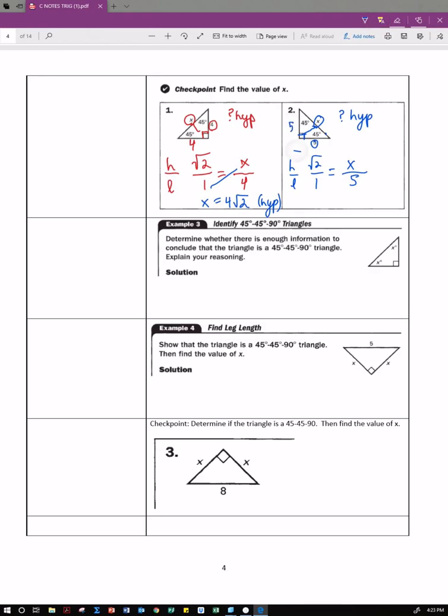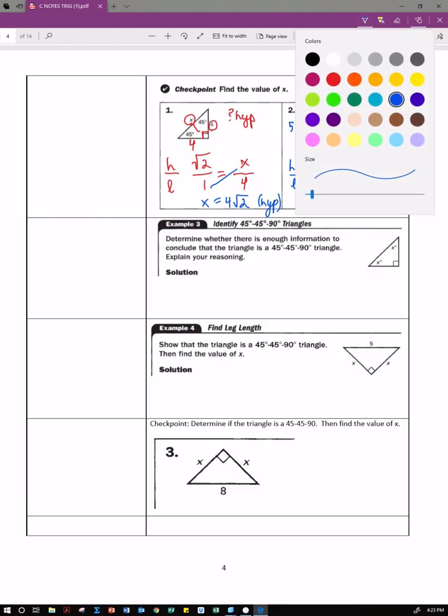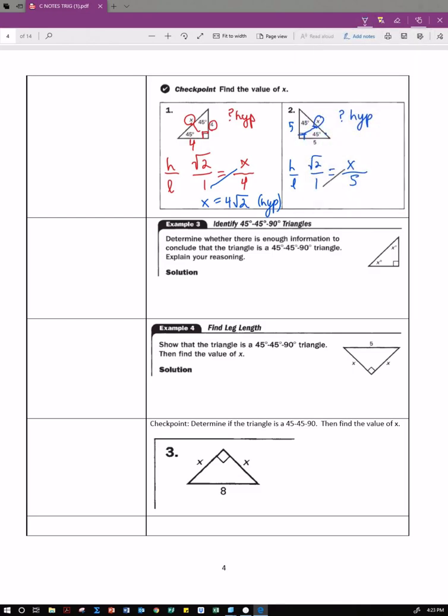Then I would go ahead and cross multiply. 1 times x is 1x. 5 times the square root of 2 is 5 times the square root of 2. If you divide both sides by 1, remember, you don't have to do that because when you divide by 1, you always get the same thing. So x is 5 times the square root of 2. That is your hypotenuse.